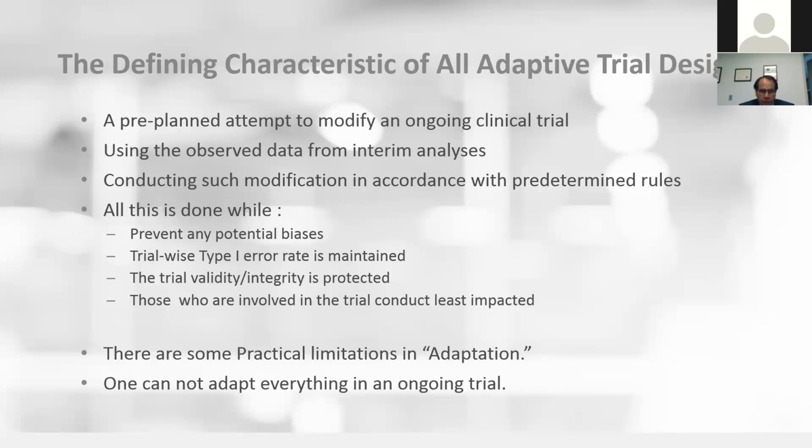And another thing that you need to do, and that's very, very common in any adaptive trial design, is that those who are involved in the trial conduct should be less involved in the knowledge that is being gained from the interim analyses that you obtain.